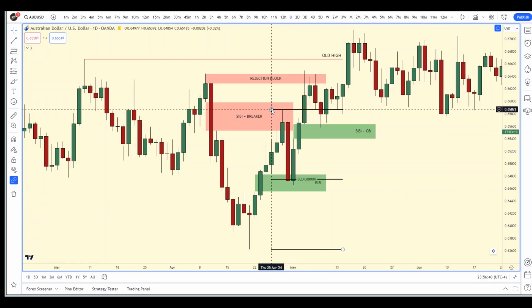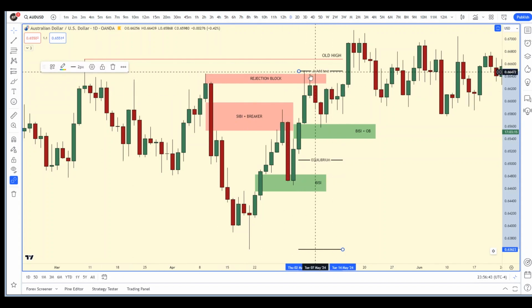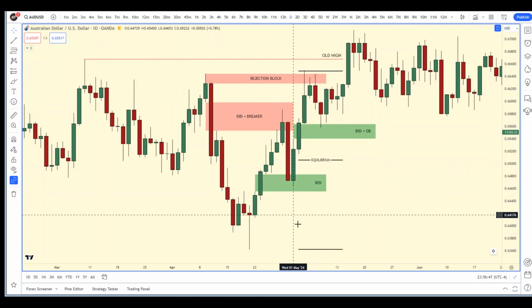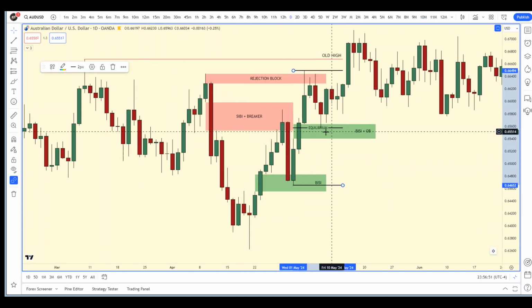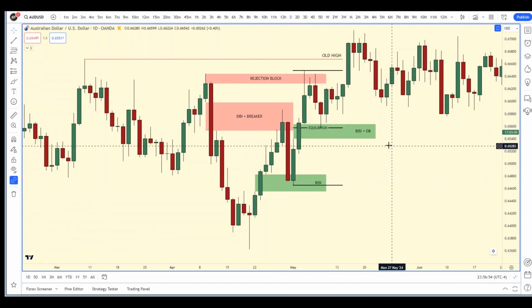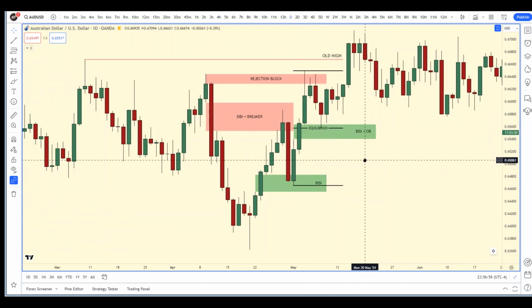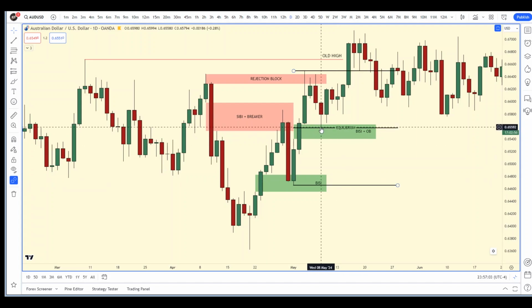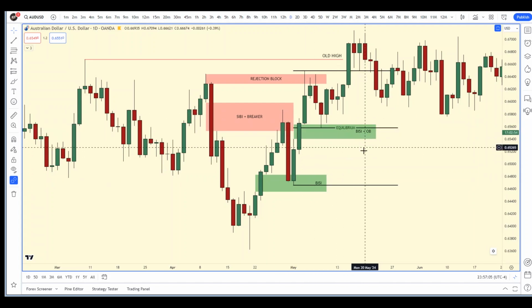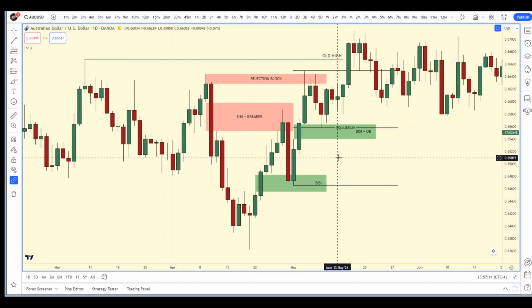Price expands higher, comes into this rejection block, retraces, and now we can use this range here, right, from bottom to top. Where does price come to? Equilibrium. Comes back into a discount just by a little bit, pretty much on it, right, into this bullish fair value gap, BISI, which is also an order block, and also kind of, you can consider it a mitigation block.